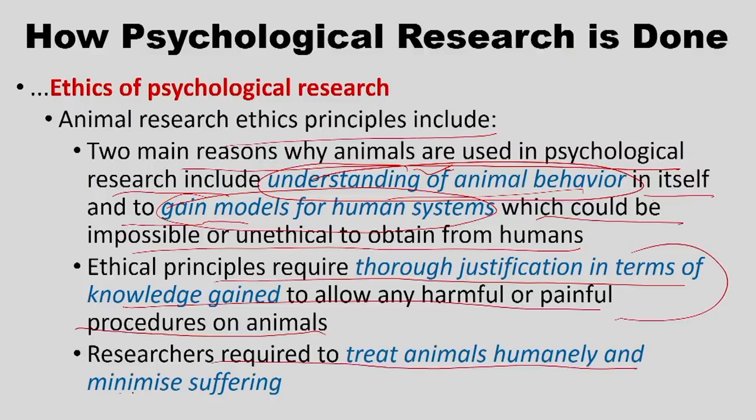Now, when we do that, we have to be very strict in terms of what knowledge we are gaining from it, and no harm should be caused to the animal. So, it should be killed in a painless manner. All food and drink and whatever it requires should be given to it, and no kind of discomfort should be provided to the animal. Also, researchers are required to treat animals humanely with minimal suffering. Even if you kill the animal, there should be minimal suffering. You should not be torturing the animal, and you have to treat animals in a humane way. And so, these are the ethical conditions which have to be followed when you are actually working with animals.